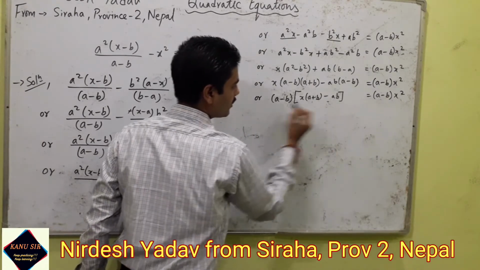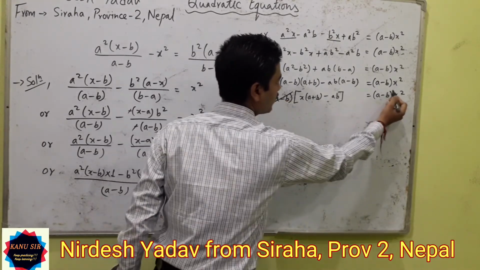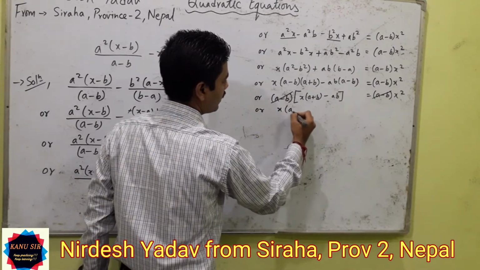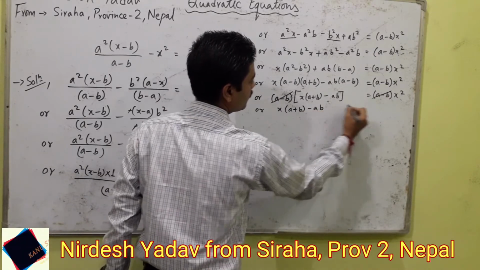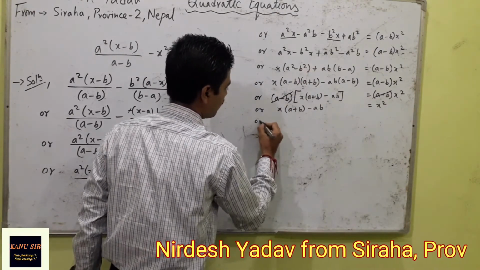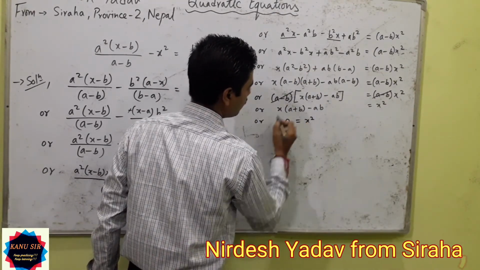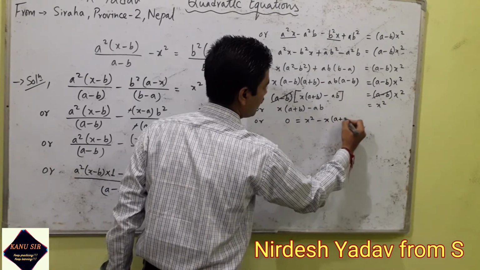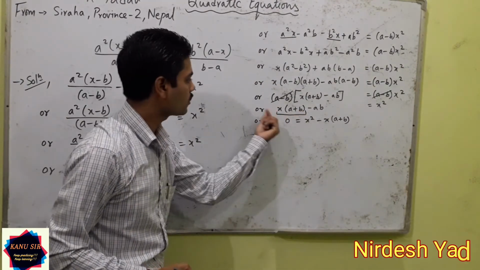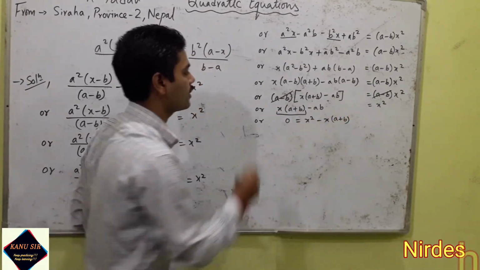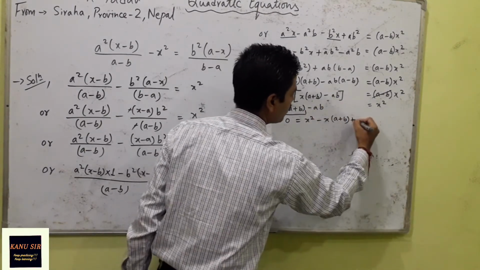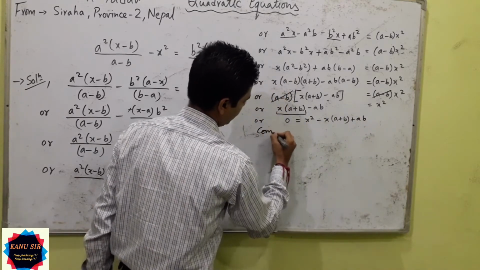Because a minus b is in multiplicative form, both of them you can divide them, cancel them out, and x, a plus b minus ab equals x square will be left. Take all the terms to the right hand side, or you can write 0 equals x square minus x(a plus b), because these variables are in a single term. So when they go to the right hand side, they will change into minus, and this minus ab will change to plus ab.